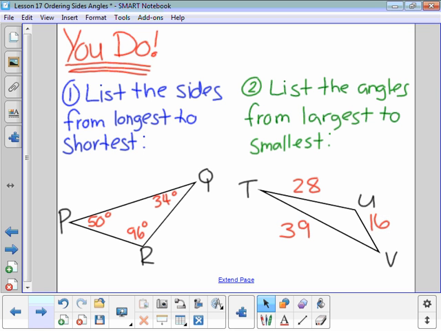So I've got 2 you-do questions. Please make sure you do these. Make sure you draw the pictures. And make sure you're careful about which you want to come first. Make sure you read the question so you know whether you want the largest or the longest first, or the shortest or the smallest. We'll talk about these when I see you in class.